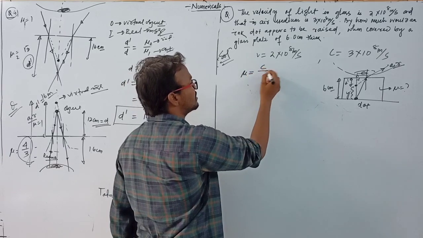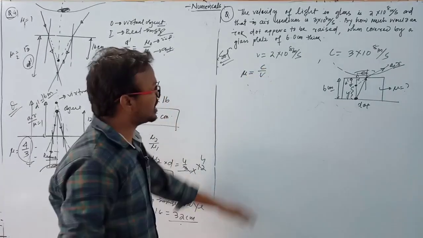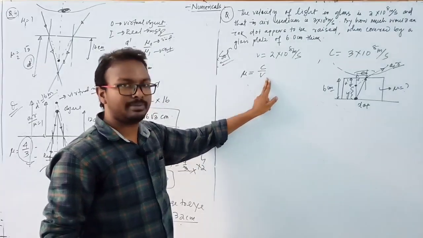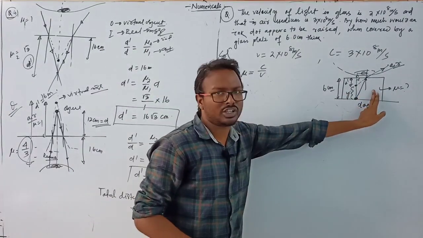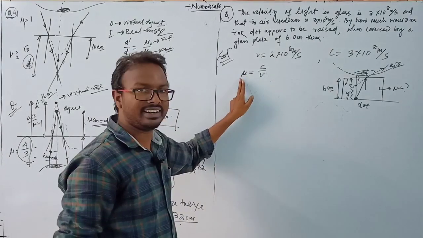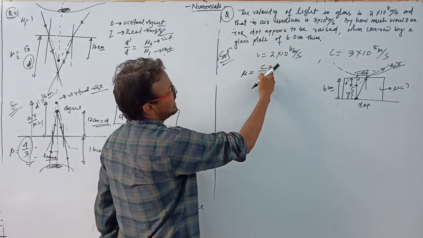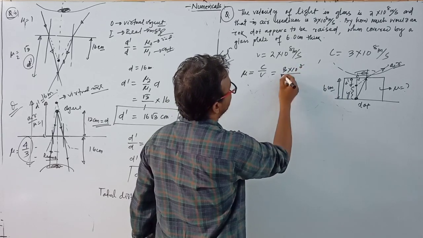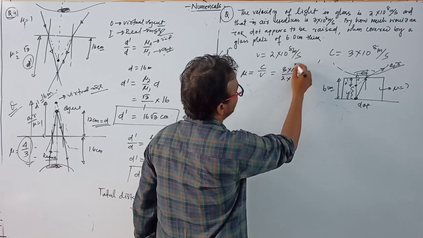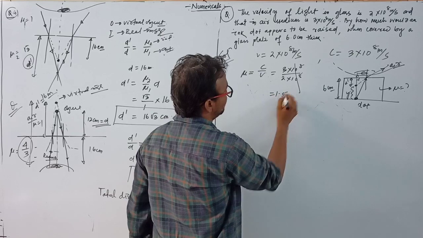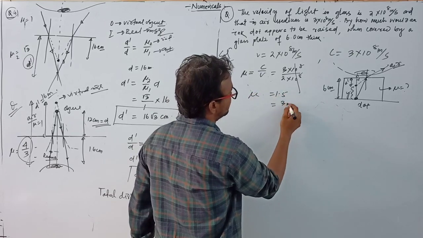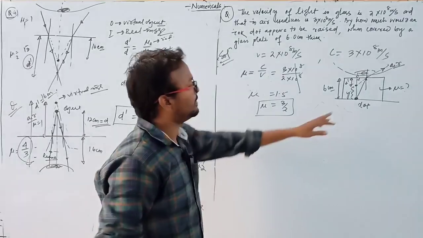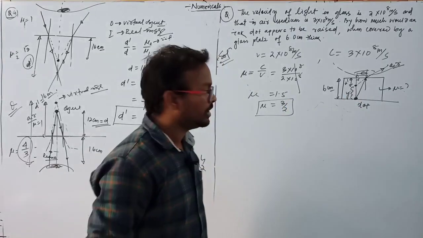So first we have to find the refractive index of this medium, but we already know a relation: mu equal to C by V, velocity of light in air medium divided by velocity of light in glass medium, which is equal to the refractive index. So in this case, mu equal to 3 into 10 to the power 8 divided by 2 into 10 to the power 8, it cancels, that is 1.5, which is equal to 3 by 2. So the refractive index of this medium is 3 by 2.